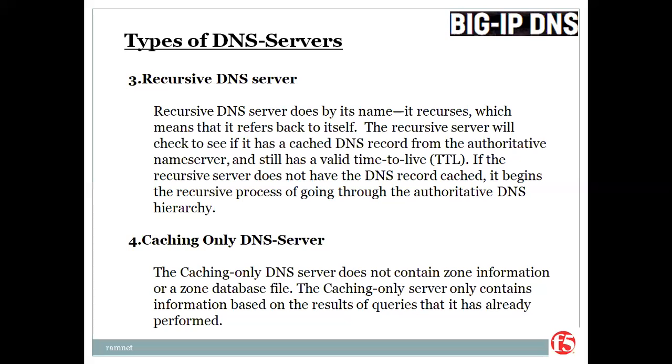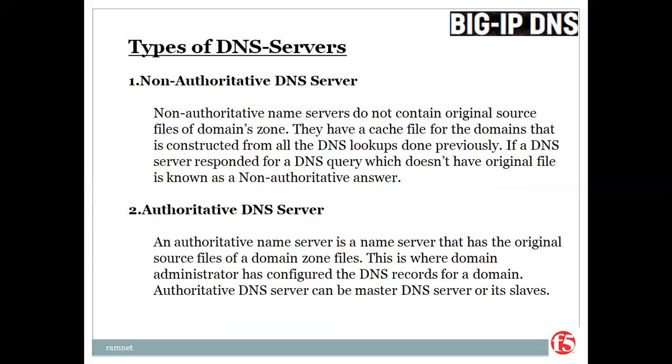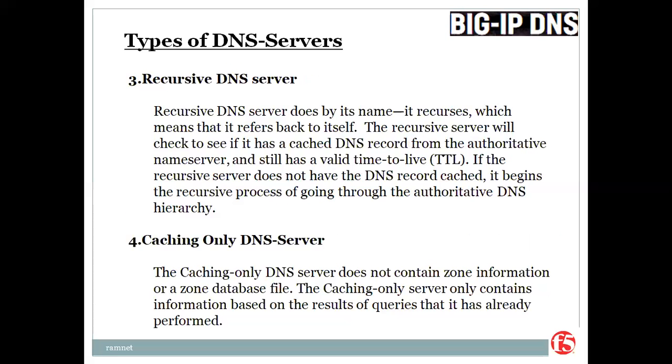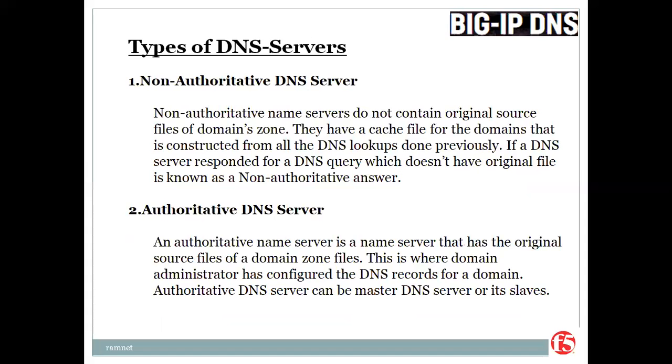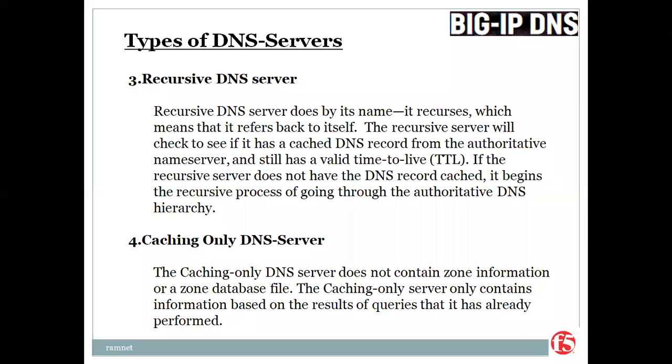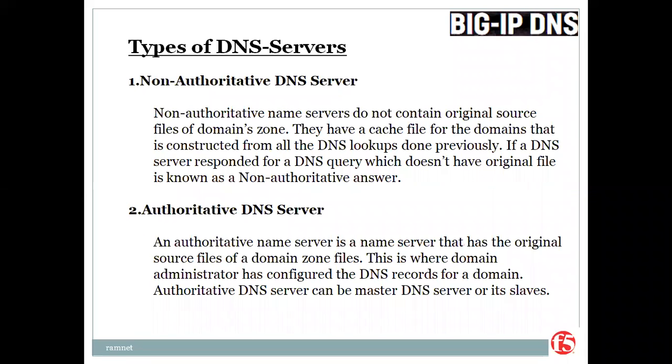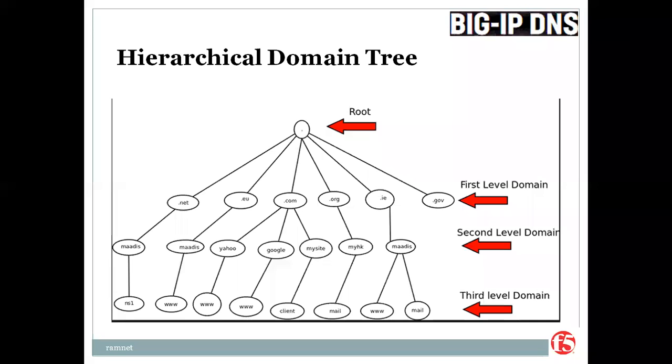I listed only these four servers here because these are the main types of DNS servers, the categories we can make. There are many other DNS servers as well; according to the work the DNS server is doing, they will be given different names. But in general terms, these four are important: non-authoritative, authoritative, recursive, and caching only. If you are clear with that, we can go to the next slide.